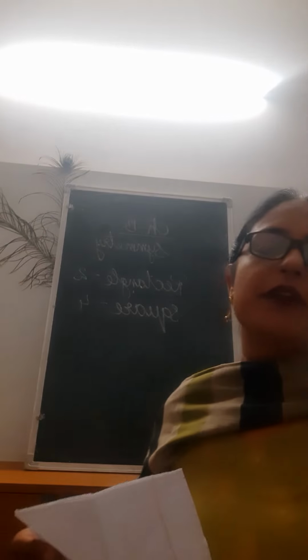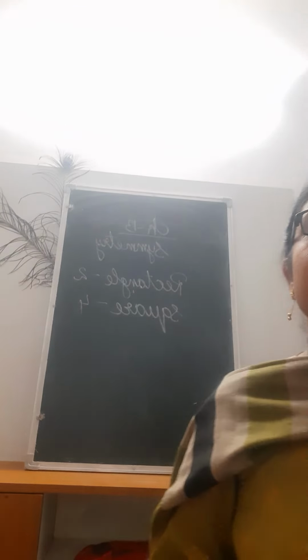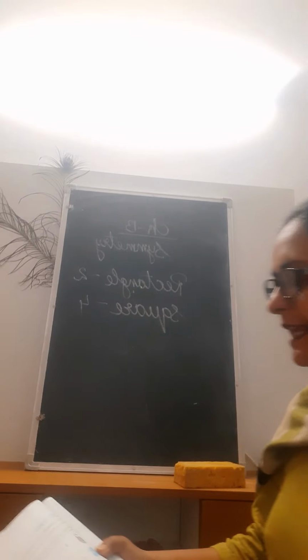In this way you can look at your environment, and you are going to get so many lines of symmetry. Now let us do the exercise. You will understand more from this. In exercise 13.1, the first question is: list any 4 symmetrical objects from your home.